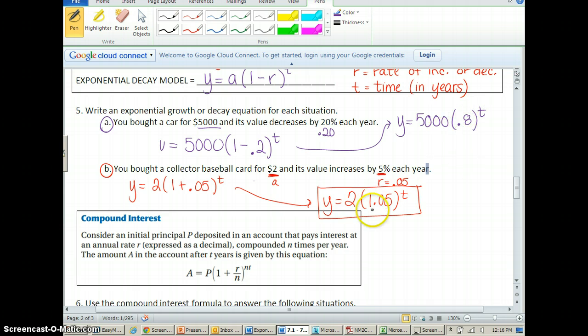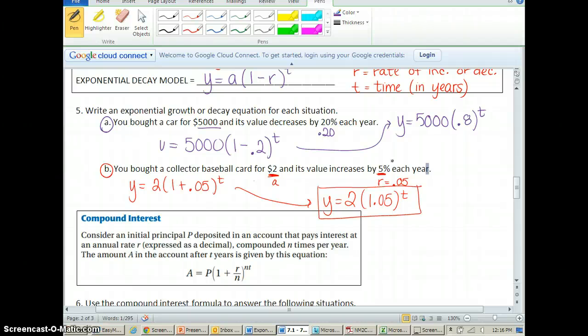And if you look at these two equations and look at the rate of change there, you can see that it follows our rules that we know. If it's between 0 and 1, it's going to be exponential decay, and this is talking about a decrease in value. If it's greater than 1, it's going to be exponential growth, and here we're talking about an increase in value. So that's how you would set these up.